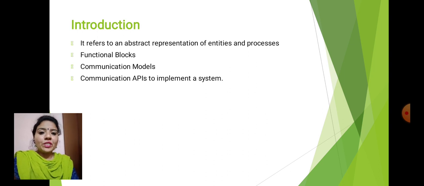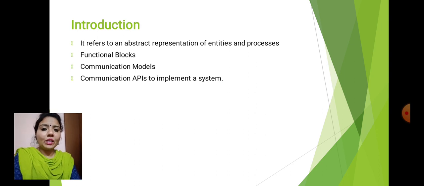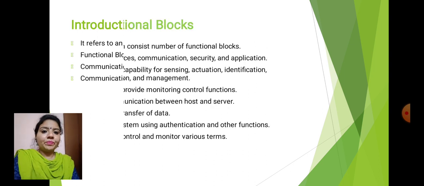The IoT logical design refers to an abstract representation of entities and processes. It consists of functional blocks, communication models, and communication API. In order to build an IoT system logically, we need functional blocks, communication models, and communication APIs.